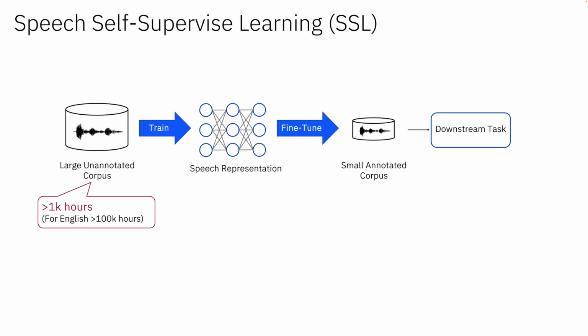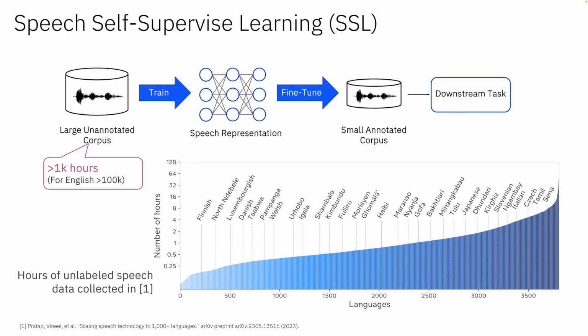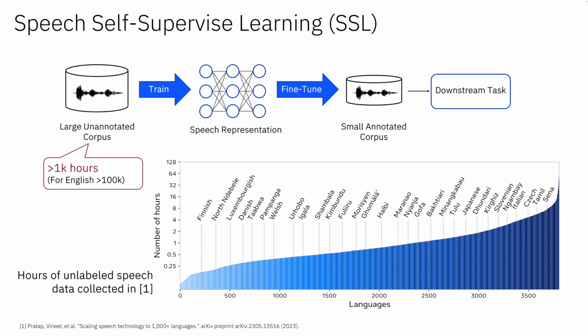However, for many languages, collecting such a large dataset is not as easy as it seems. Here, I'm borrowing a graph of a recent research effort in collecting speech data for over 1,000 languages. The horizontal axis represents the languages, and the vertical axis the number of hours collected for each language. As can be observed, for almost all the languages in the world, the number of hours is below 1K, meaning that collecting a large unannotated dataset is challenging in many scenarios.